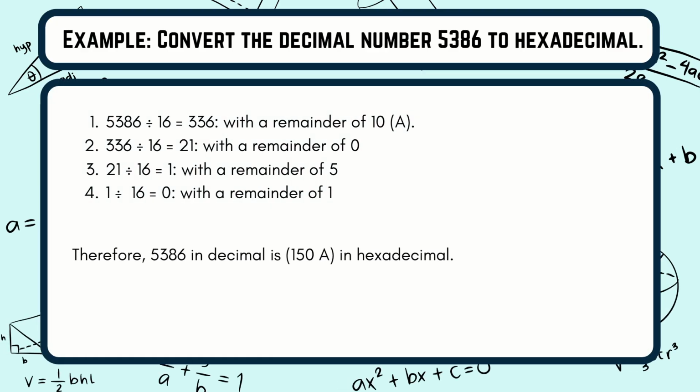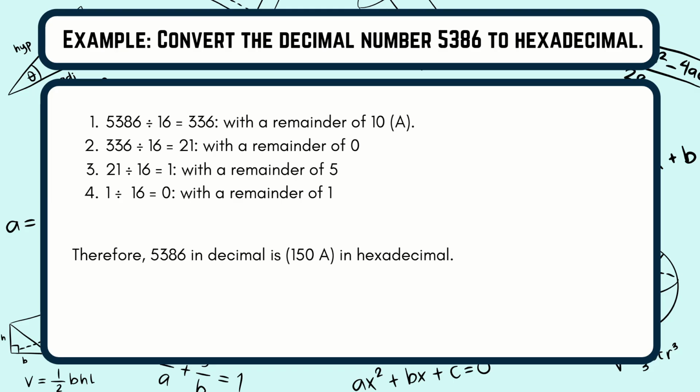So this is an example of how we convert a decimal number to hexadecimal. The decimal number 5386, let us convert it to hexadecimal. First, we divide 5386 by 16. 5386 divided by 16 equals 336 with a remainder of 10. The letter for the number 10 is A.